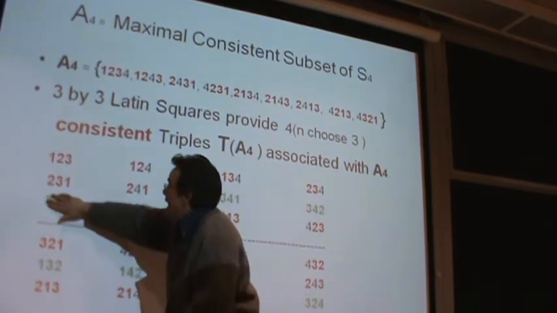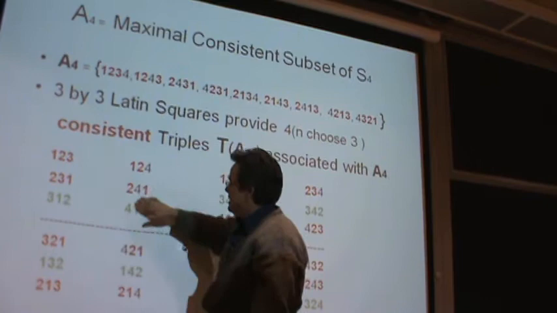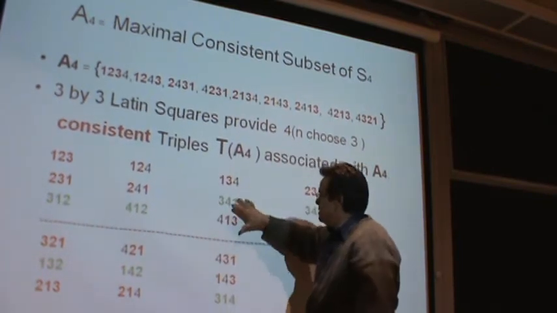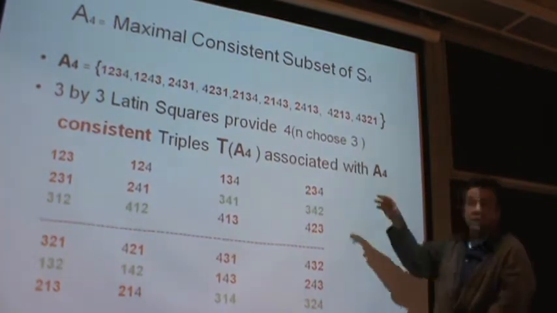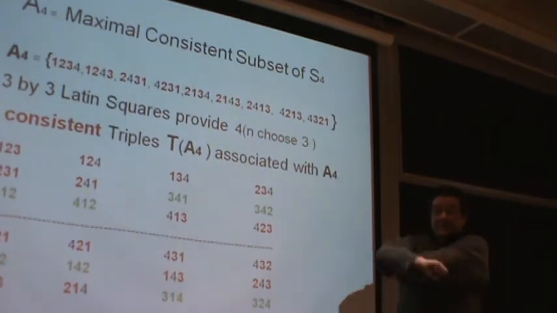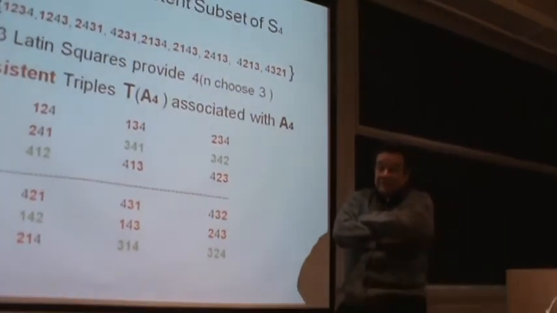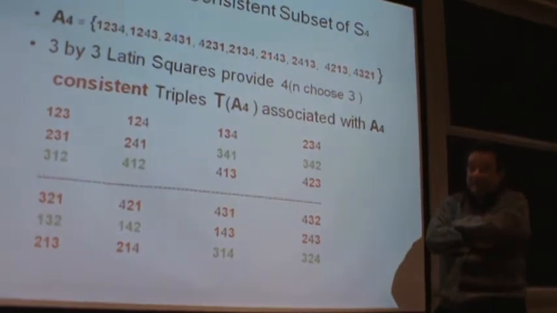this guy is out, he's not there. This guy is out, he's not there. This guy is out, he's not there. The green guys are not there. So then you say, oh, that set is consistent. There are no 3 by 3 Latin squares. There's no more to it, right?